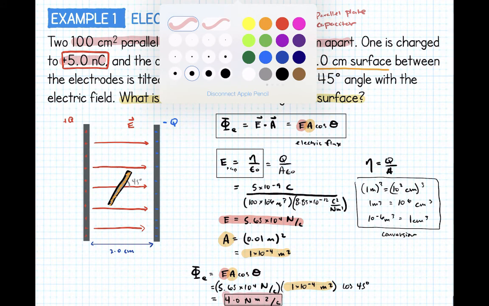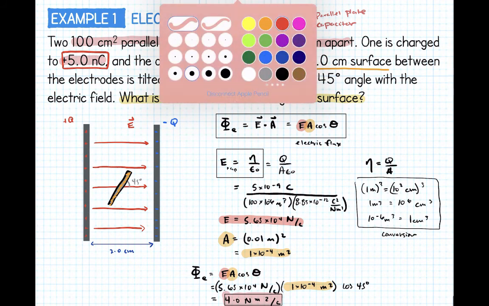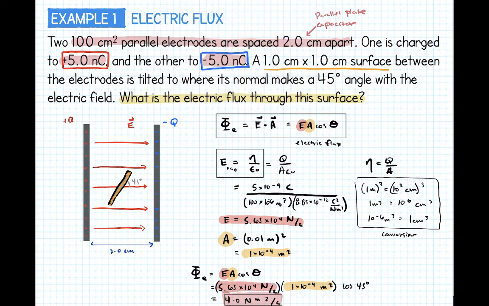So just to recap, we calculated the electric field due to a parallel plate capacitor. Then we calculated the area. So this part is the parallel plate capacitor, so that gives us the electric field. Then we calculated the area that the field is going through because we want the flux through this thing. And we also have to consider the angle because we know that this is a dot product. Okay.